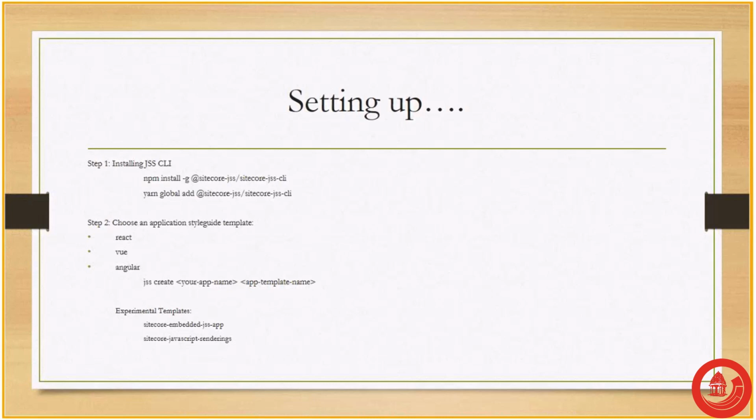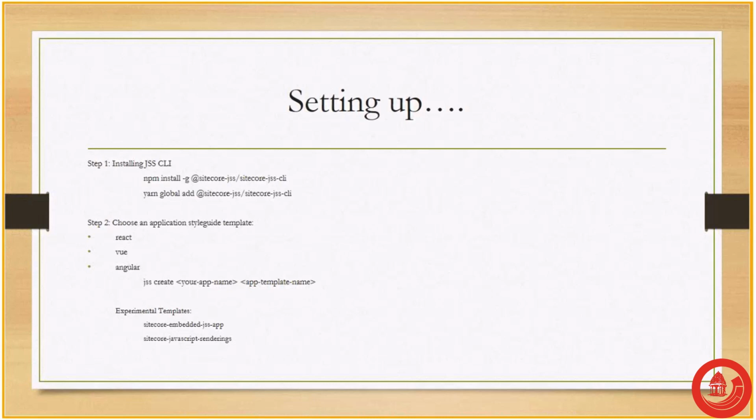Apart from these 3 style guide templates, Sitecore also provides 2 experimental templates, that is Sitecore embedded JSS app and Sitecore JavaScript rendering. These are special kinds of templates which, when we use them, we can embed a particular application inside Sitecore using the Sitecore embedded JSS app. It will not be a separate instance. It need not have Node.js installed, and all those things are clearly documented on the Sitecore JSS Sitecore.net website. Similarly, there is one more experimental template, Sitecore JavaScript rendering, where we can install a JSS app as a JavaScript rendering.